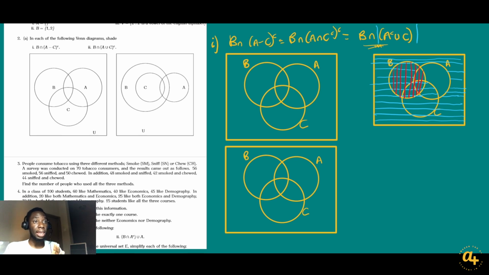Now, the key thing here is to figure out which part is B intersection A complement union C. What we mean is what shaded area is common between the set B and the set A complement union C. So we need to find the common shaded area. When we look at our rough work here, the common shaded area is going to be the part that has been shaded twice, which has both red lines and blue lines.